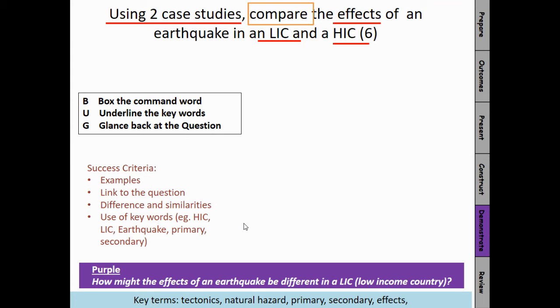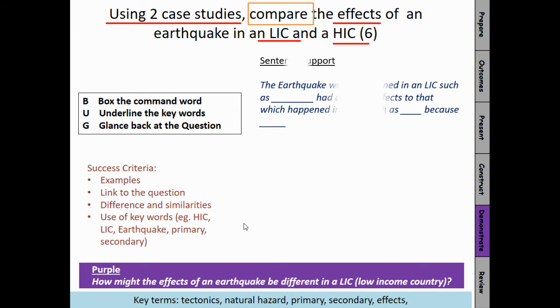I will leave some sentence starters up again, like I did before. Feel free to use them. But if you don't want to use them, if you feel confident, that's absolutely fine. So as an example, you can use these quite loosely and decide to change some of the words around. It's entirely up to you. These are just here to support you if you need them.